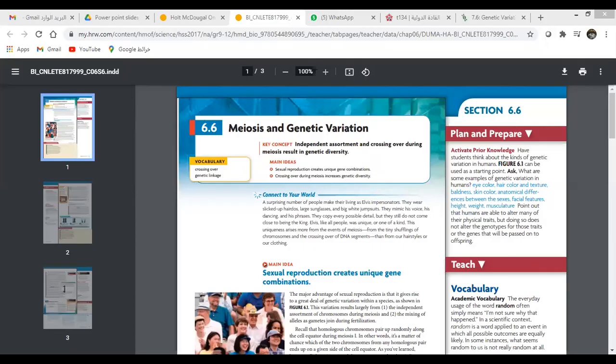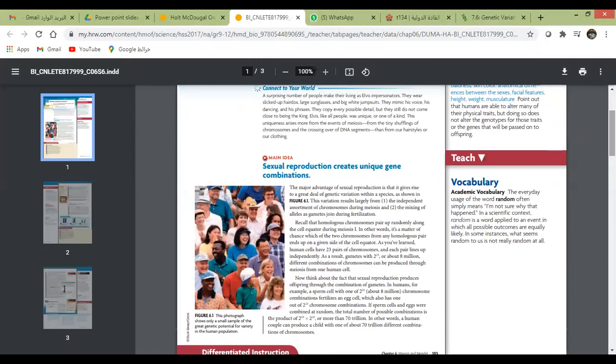So as we said, with sexual reproduction we create unique gene combinations. A major advantage of sexual reproduction is that it gives rise to a great deal of genetic variation within a species. This variation results largely from two reasons. The first reason is the independent assortment of the chromosomes during meiosis, which is the independent separation of the chromosomes during meiosis. And the second reason is the mixing of alleles as gametes join during fertilization.